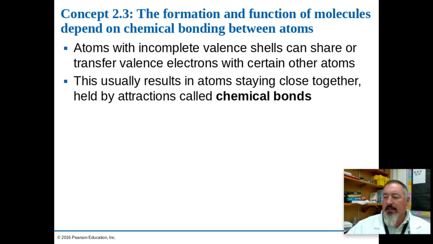And so that's going to be seen for ionic bonds, covalent bonds, as well as electronegativity as we start to get to that.